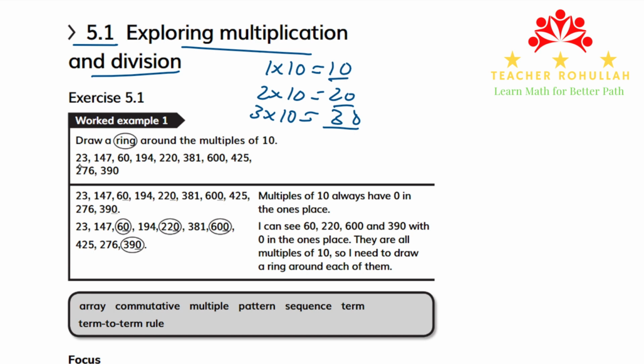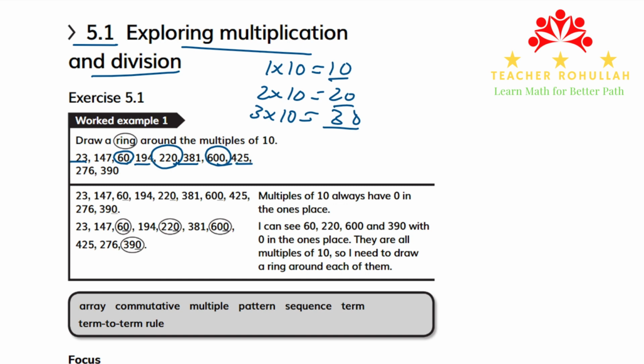So looking at these numbers, 23 cannot be a multiple of 10, 147 cannot be a multiple of 10, but 60 is a multiple of 10. Why? Because it is having a 0 in its ones place. 194 is not a multiple of 10, but 220 is a multiple of 10 because it has a 0 in the ones place. 381 is also not a multiple of 10, but 600 is a multiple of 10.